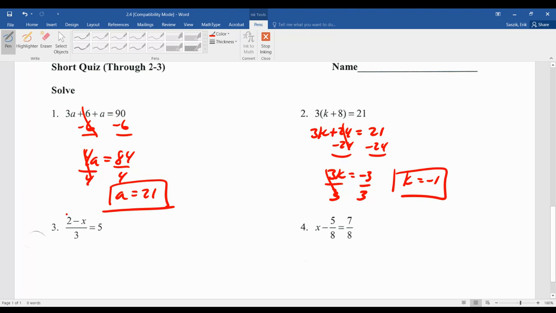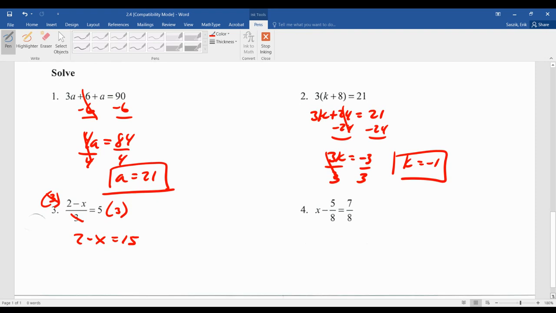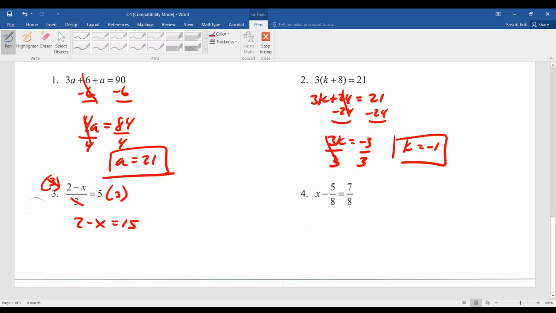Here, remember, we want to clear out that denominator. So we multiply both sides by 3. Don't distribute the 3. It cancels that thing out there. We want to move this 2 over by subtracting because the 2 is positive. Don't forget to divide by negative 1 at the end, and you get negative 13.